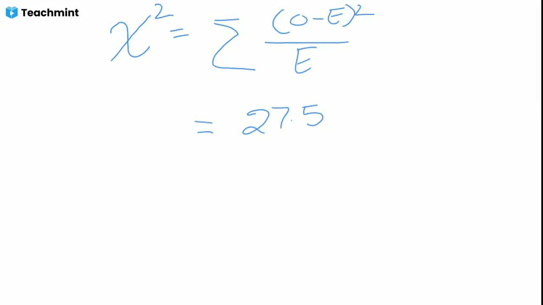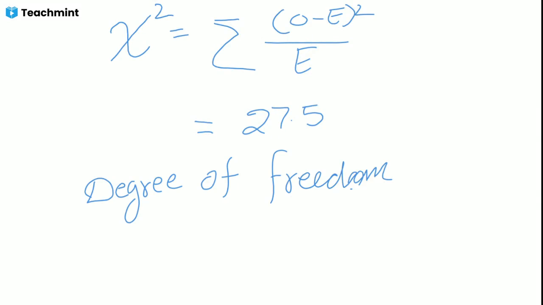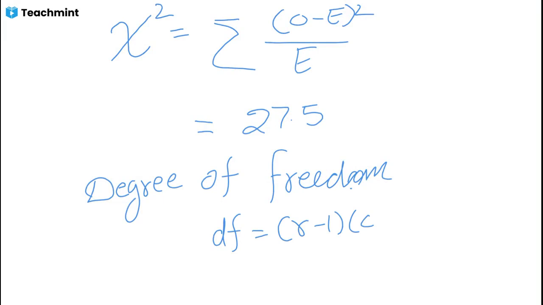Let us find the degree of freedom. Df is equal to r minus 1 into c minus 1, where r is the number of rows. Let's see how many rows are there. There are 6 rows and three columns.